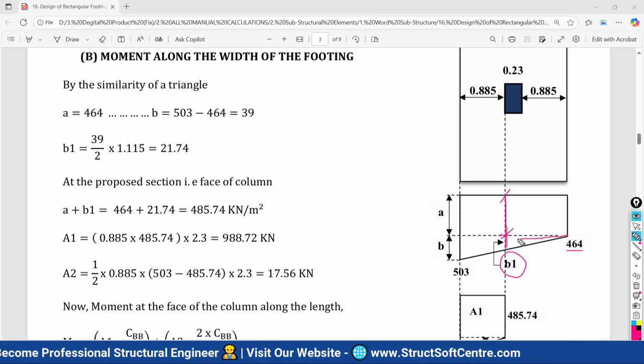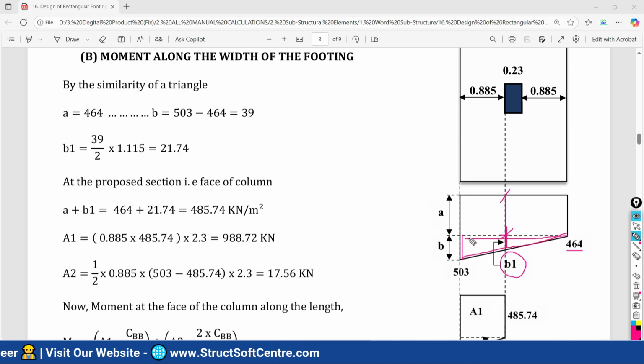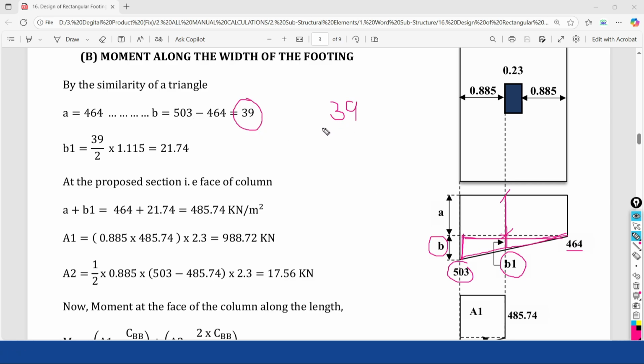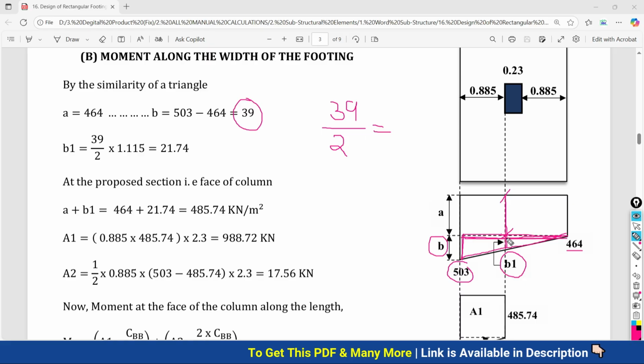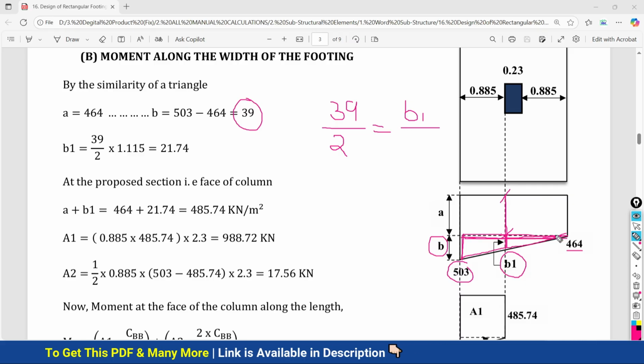Again the same concept we have to apply, that is nothing but the similarity of triangles. So big triangle height, that I am going to represent here as B. What is B? B is 39. 39 divided by big triangle base. Total width of the footing is 2, divided by 2, equals small triangle height, that is B1, divided by small triangle base, that is what?